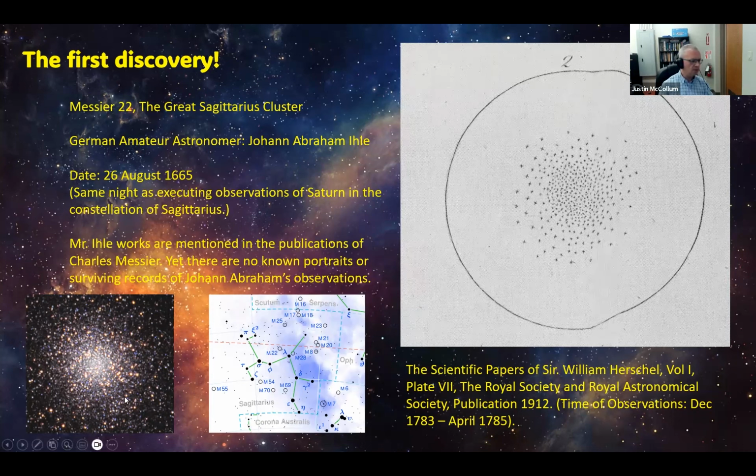We have a photograph down here of M22. Here's Sagittarius, here's the teapot, and that globular cluster is right up here. We also have another one, which is M28, also right here. These three down here, M54, M69, and M70 are globular clusters, and I think M55 is also a globular cluster.